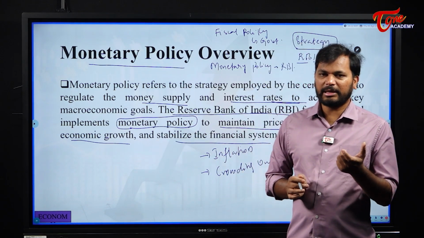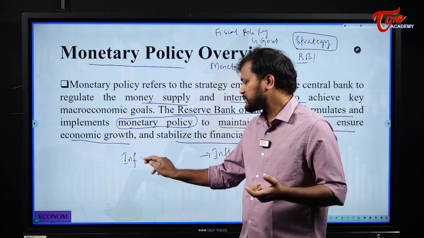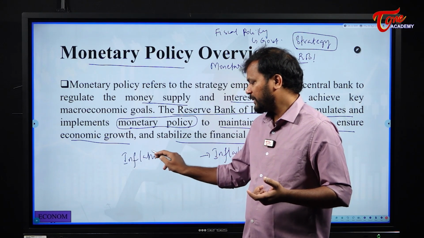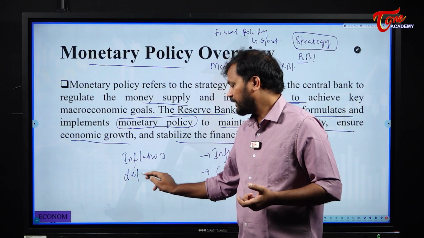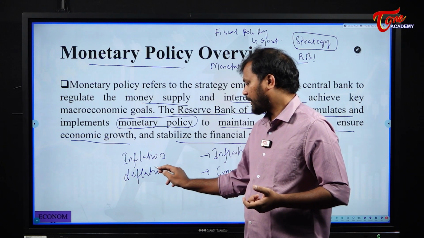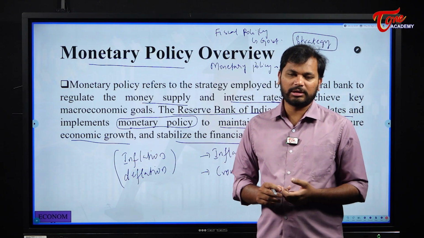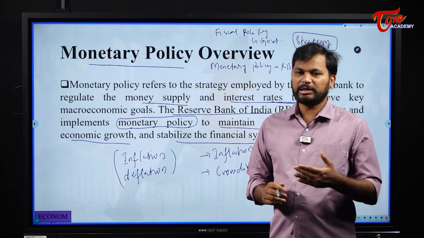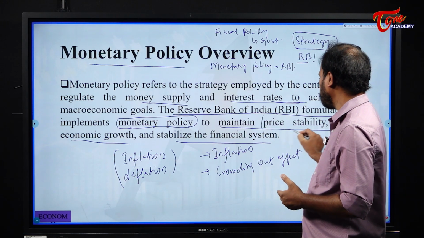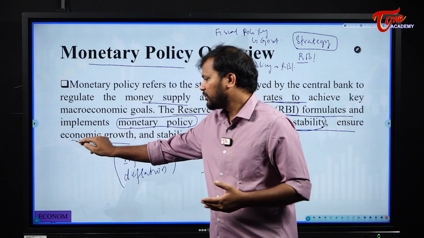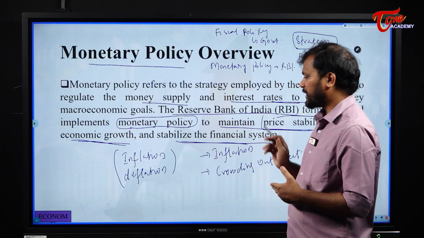See, price stability, I have told you, because if there is no price stability, if there are increased prices, it might lead to inflation, or if there are decreased prices, it might lead to deflation. And to an economy, both inflation and deflation are not good. They are not good for the stability of the economy. That is the reason, to maintain price stability, ensure economic growth, and stabilize the financial system.